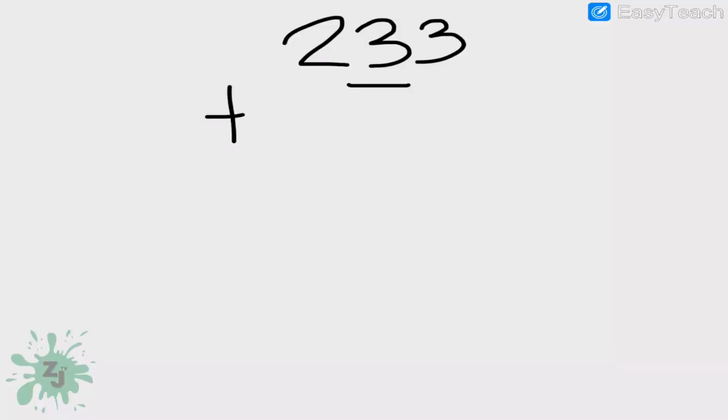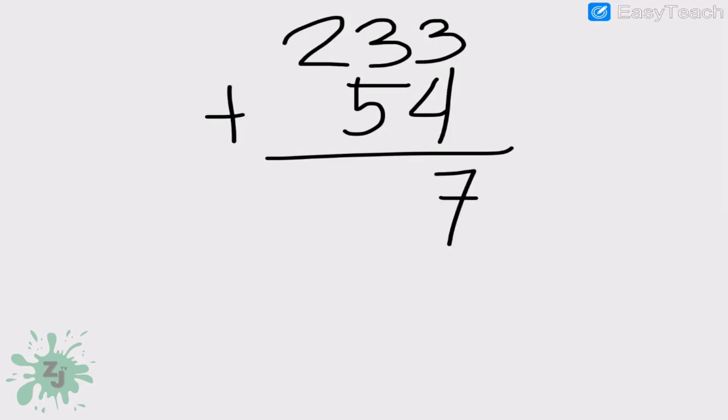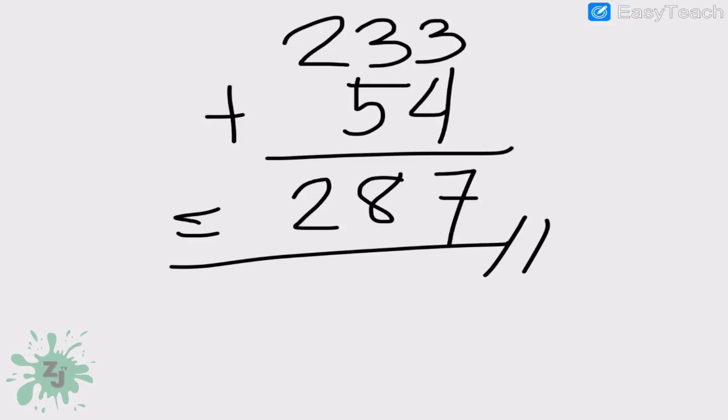Next we add 233 plus 54. Just like what we did in the previous example, we must add it column by column. 3 plus 4, 3 plus 5, bring down 2. So 3 plus 4 is equal to 7. 3 plus 5 is equal to 8. We bring down 2 because that was 2 plus 0. There you have it. That is the answer, 287.